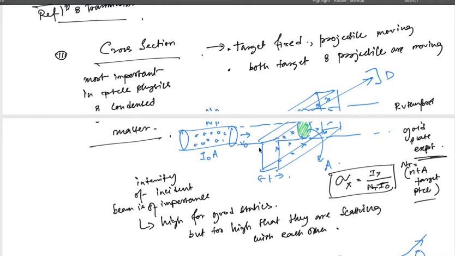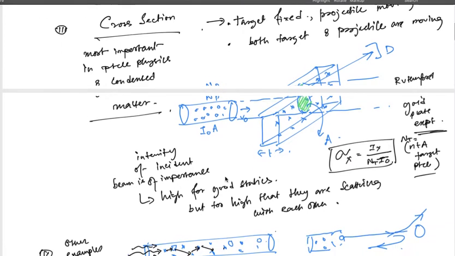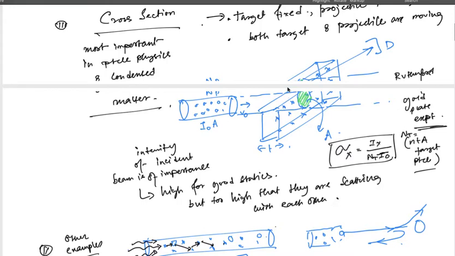This picture had somehow broken into two pages, and it's hard to predict at which point it is going to be broken into two pages. So sorry about that, but I hope it is understandable. So this is a piece of solid on which you are throwing a beam of particles.